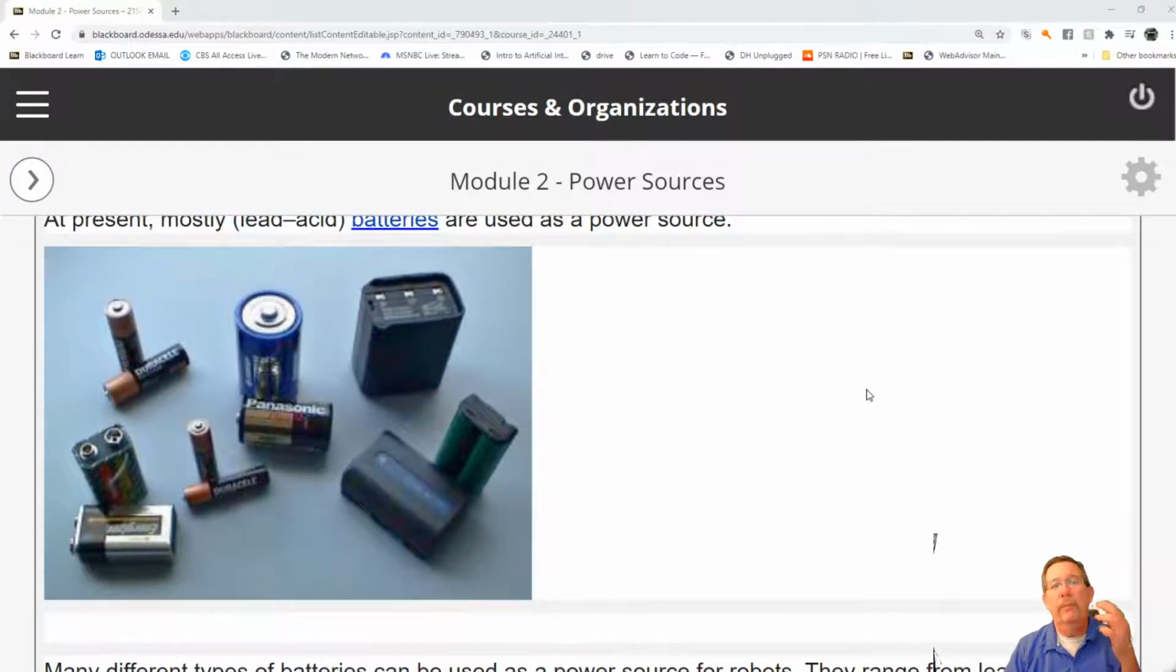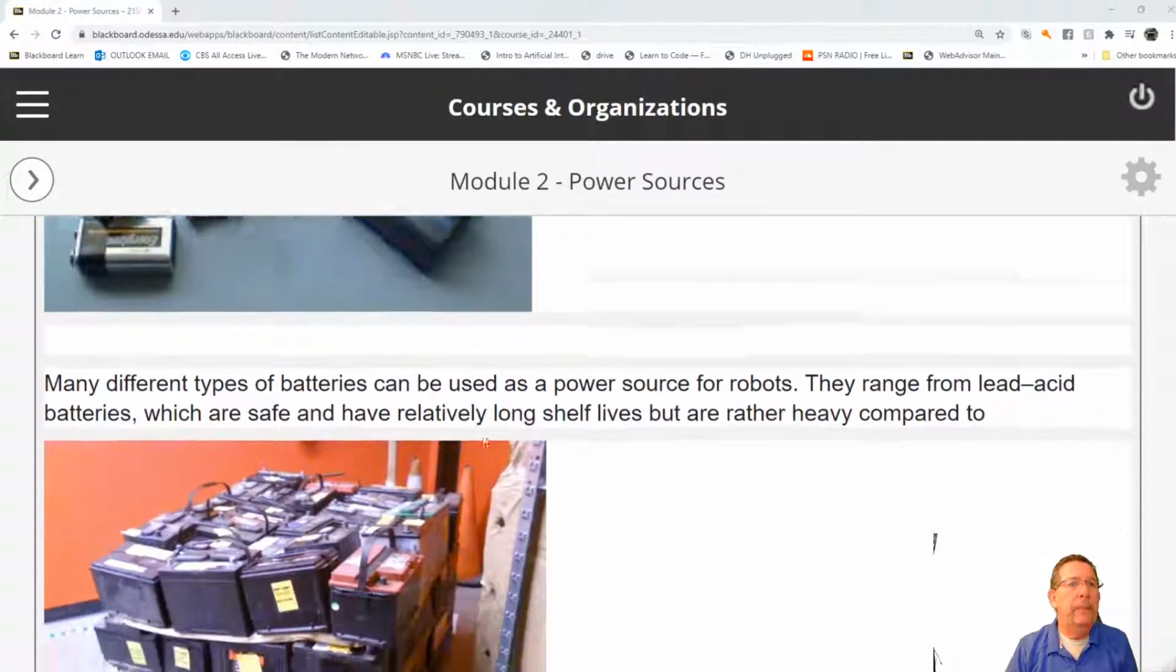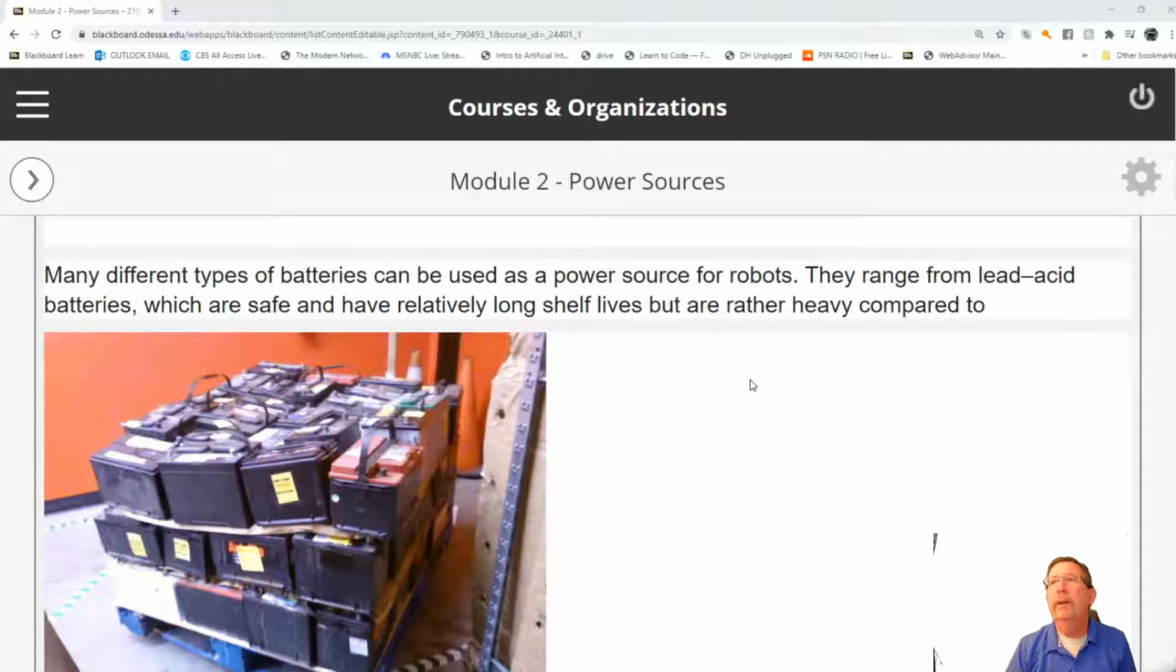And like I said, we use the individual cells. We use packs of them. We use them in bigger batteries. We connect them, even single cells, to form a larger unit, so that we get the voltages or the currents that we need. And of course, there are many types of power sources for robots, and they range from lead acid batteries, which are relatively safe and have a long shelf life, but are heavy compared to the rest.